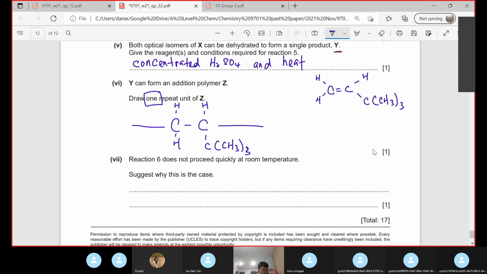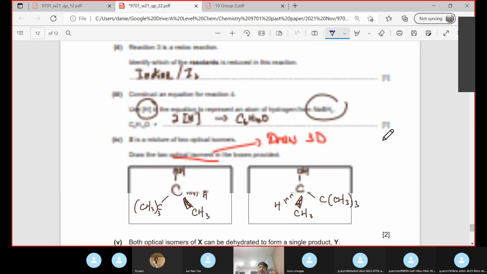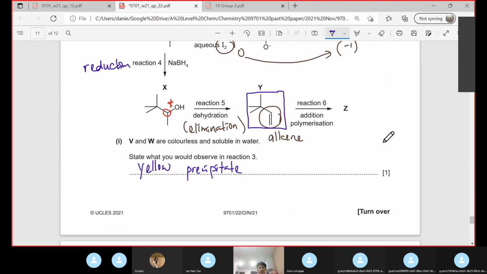Okay, then reaction 6. Reaction 6 does not proceed quickly at room temperature. Suggest why this is the case. If you look at it, reaction 6 is polymerization. Polymerization requires high temperature and high pressure. This is what is written in the notes, since it usually requires high temperature.